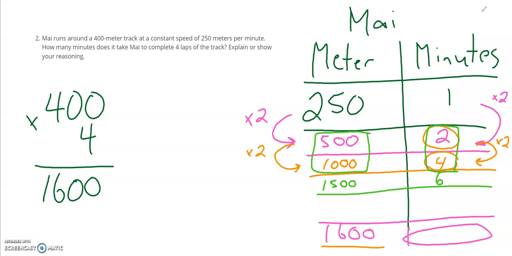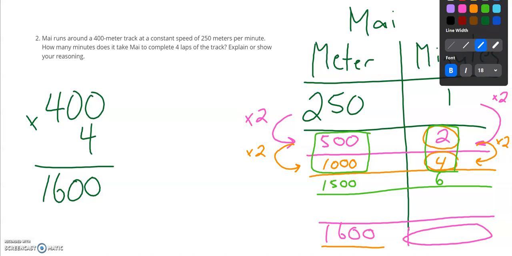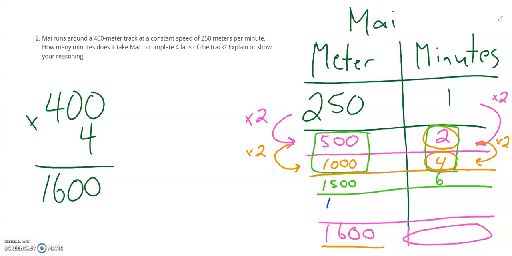I need to know how long it takes Mai to go 100 meters, because I already know 1,500 and I know that 1,600 is just 100 more. So if I know how long it takes Mai to go 100 meters, I can add that to the 1,500 and I'll get the amount of minutes it takes her to go 1,600 meters.